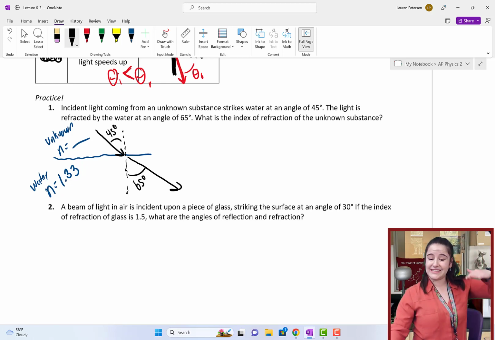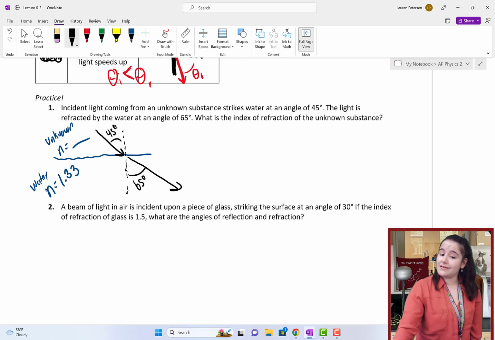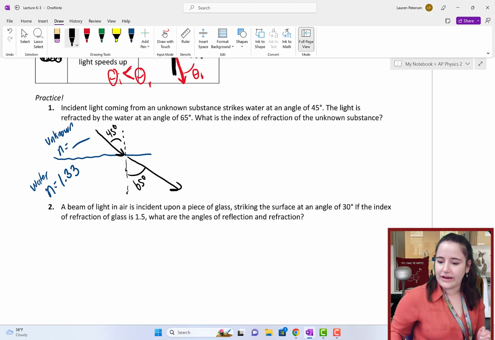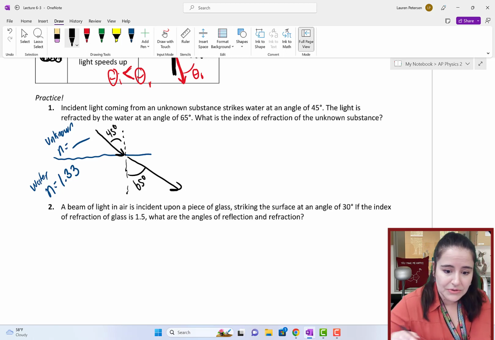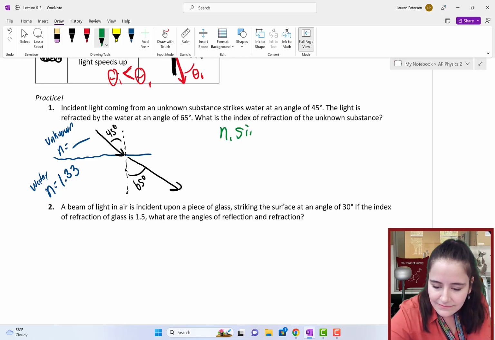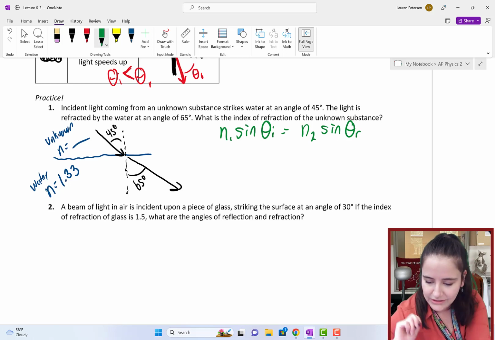Therefore, we know the light sped up when it entered the water, because that angle is greater, which means the unknown index must be higher than 1.3. Let's go ahead and do the math check. So we're basing this off Snell's law. N1 sine of theta incident equals N2 times the sine of the refracted angle, or if you want to just do 1 and 2, that's fine.